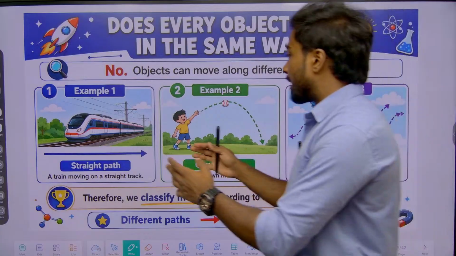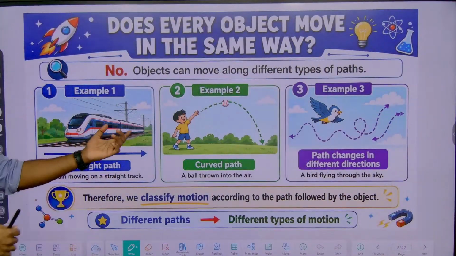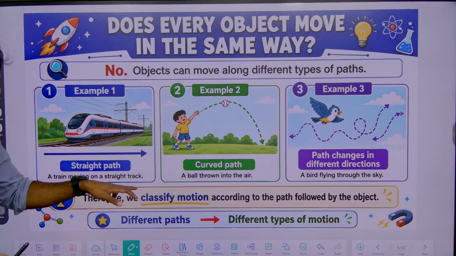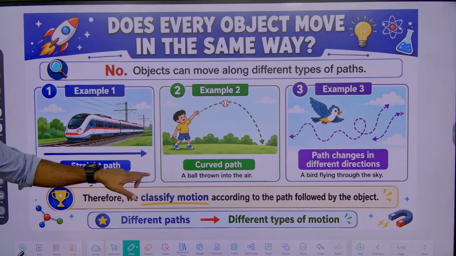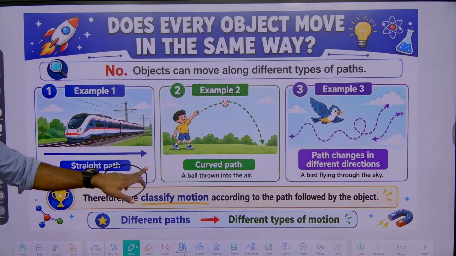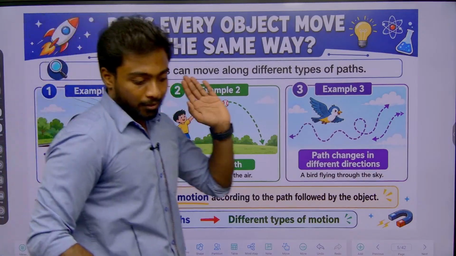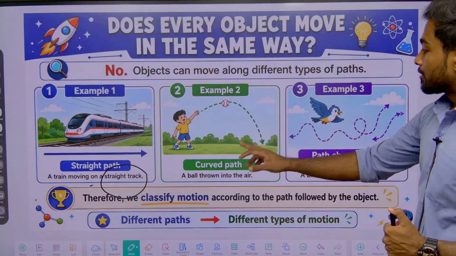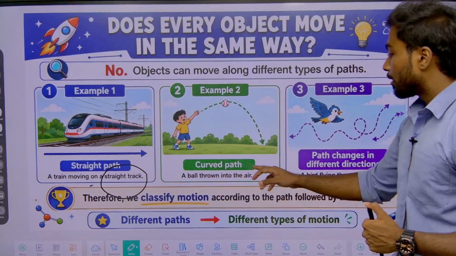So, first example, a train is moving. How is the train moving? In a straight track. They have given a train moving on a straight track. So they only gave that the object is going on a straight track. Okay, so what is the line of action they are doing here? Straight line. Fine.